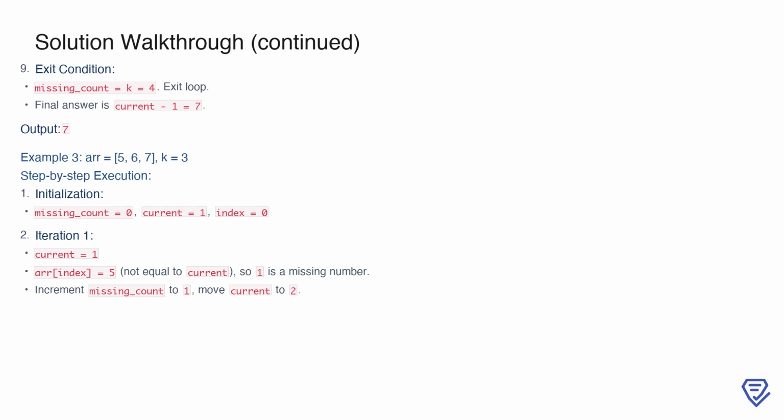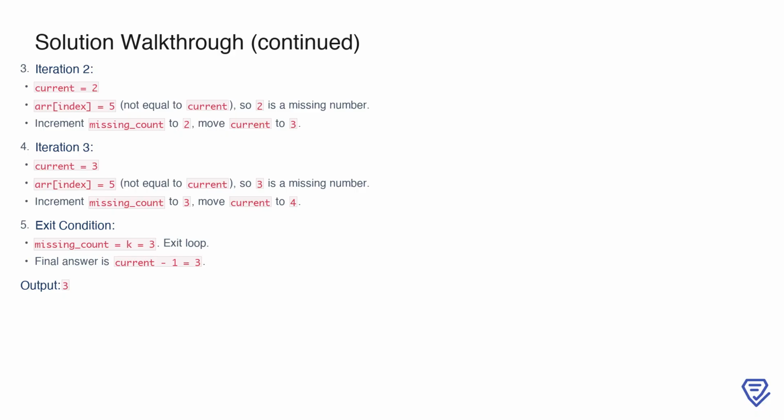In the third example, we have the array 5, 6, 7, and k equal to 3. Again, we initialize missing_count to 0, current to 1, and index to 0. In the first iteration, current is 1, which does not match the array value at index 0, which is 5. Since 1 is not in the array, it is a missing number. We increment missing_count to 1 and move current to 2.